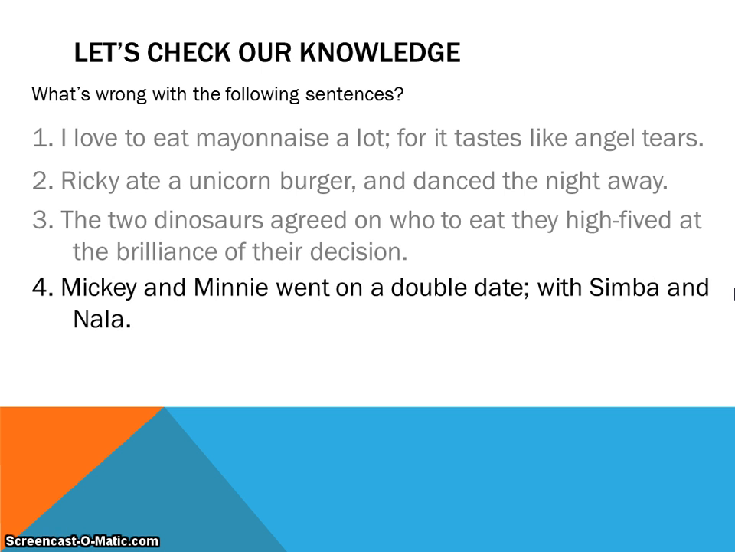Let's look at number 4. Mickey and Minnie went on a double date; with Simba and Nala. In this example, there should be no punctuation here because with Simba and Nala is not a simple sentence on its own, so you can't have any punctuation separating it.